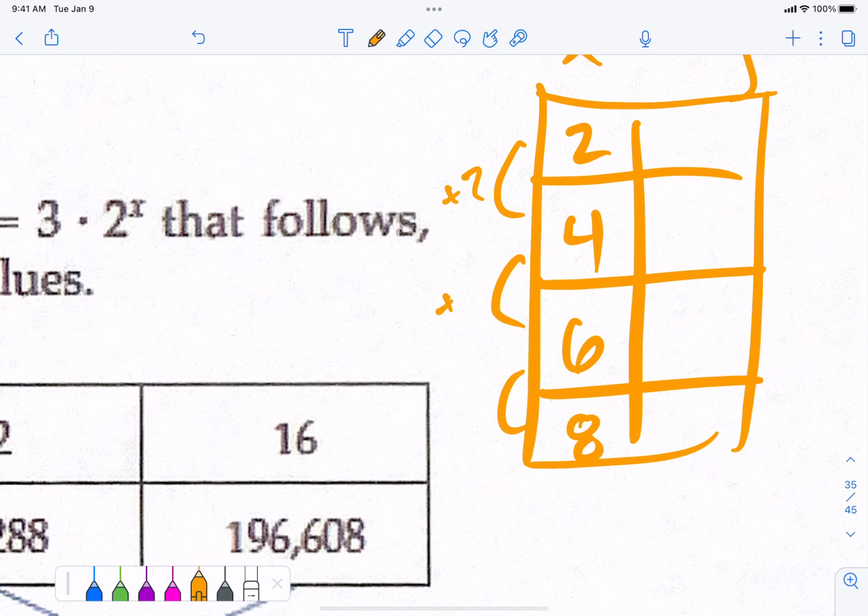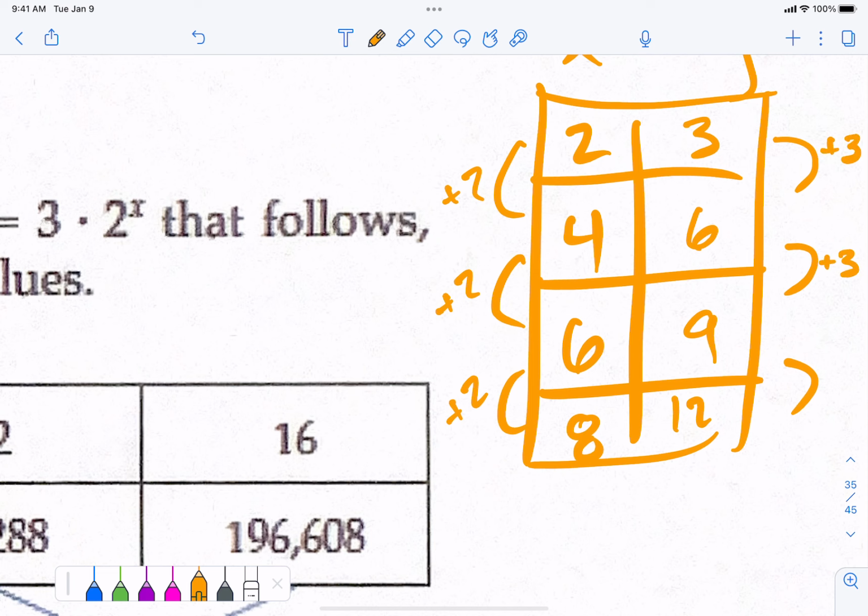So plus 2, plus 2, plus 2. I would know that this is a linear function if the y's are also going up by the same amount. So maybe they're going up by 3: 3, 6, 9, 12. As long as the x's and y's are going up by the same amount, that is a linear function, correct? Like my slope in that case. Anybody know what my slope would be?